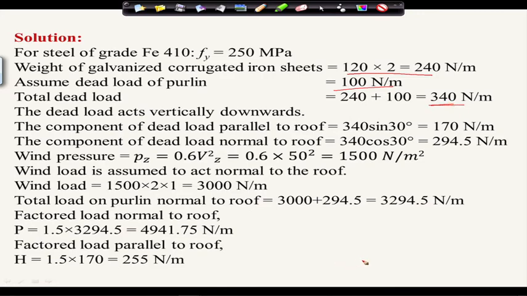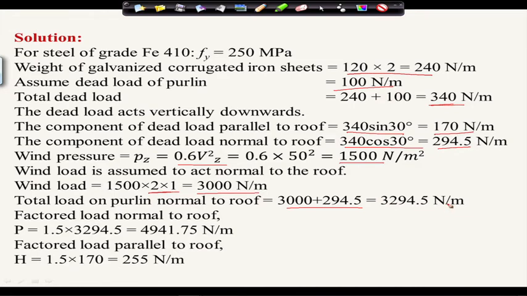Now, the component of dead load parallel to the roof will be 340 into sin 30, so 170. This is parallel to the roof, and normal to the roof it will be 340 into cos 30, that is 294.5. Wind pressure will be calculated as 0.6 Vz square, which is becoming 1500 Newton per meter square. So, the load will be into the influence area, so 3000 Newton per meter.